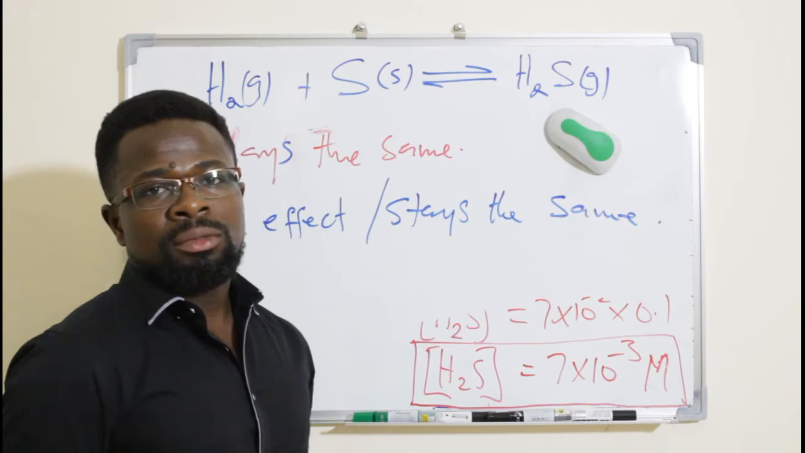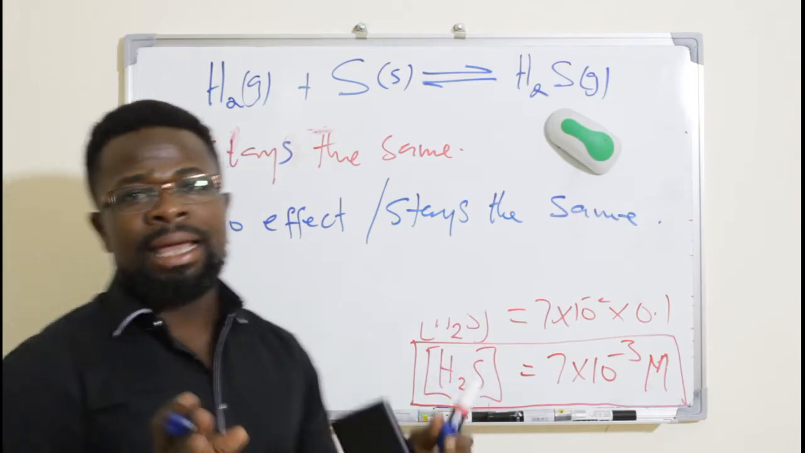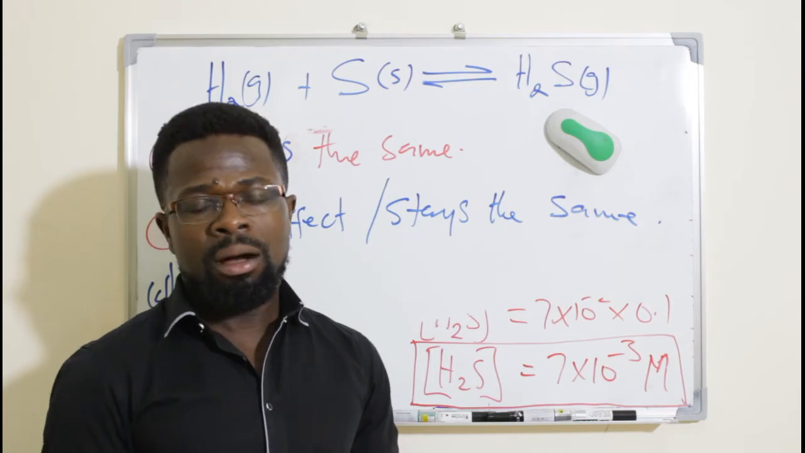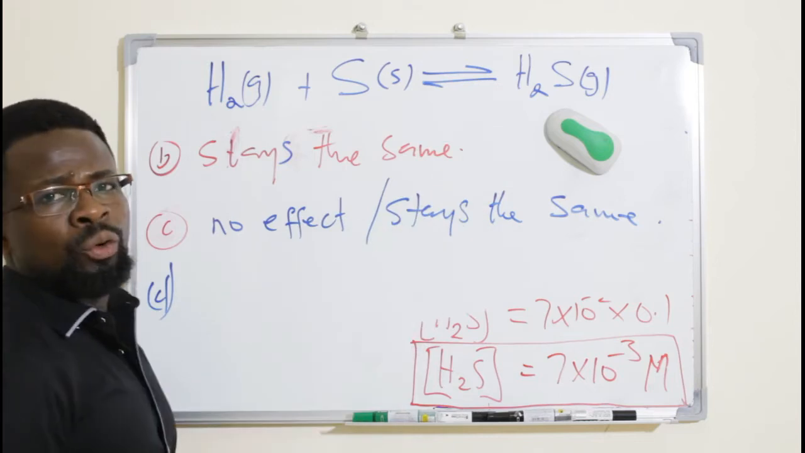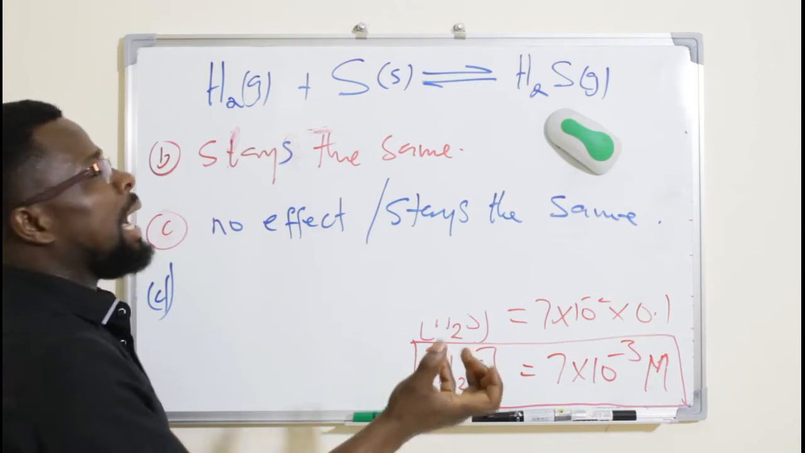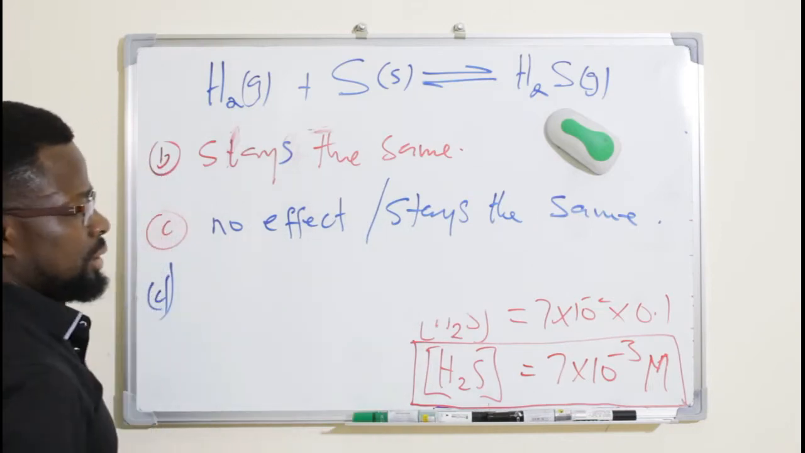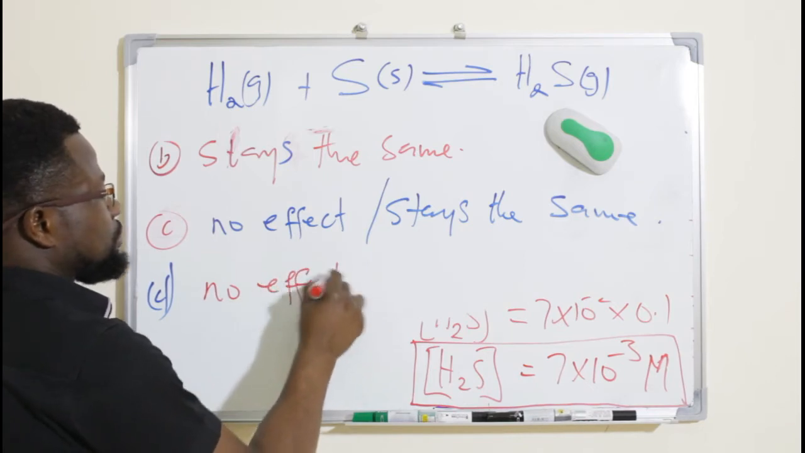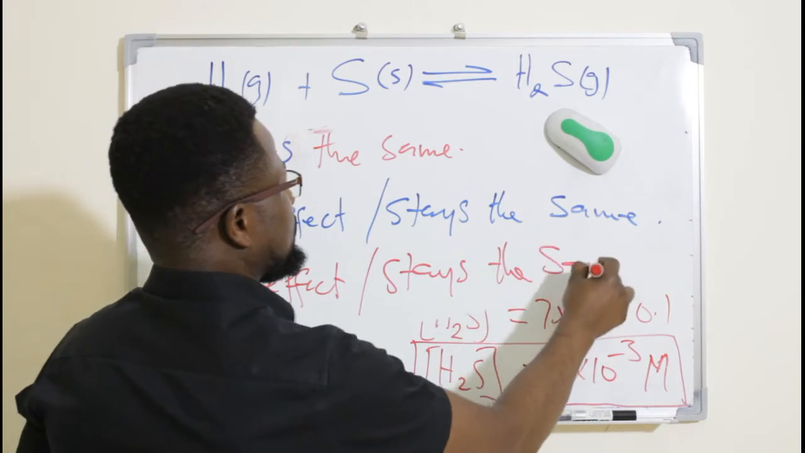Alright. Now, let's move to the next question, which is Question D. Question D is asking what will be the effect if there is a change in the catalyst. Well, a change in catalyst also has nothing to do with it. The only thing a catalyst will do in this reaction is speed up the rate of the forward reaction and the rate of the reverse reaction. So therefore, there is also no effect, or stays the same.